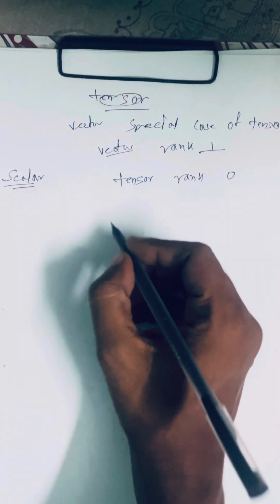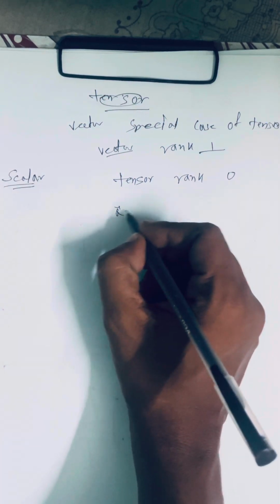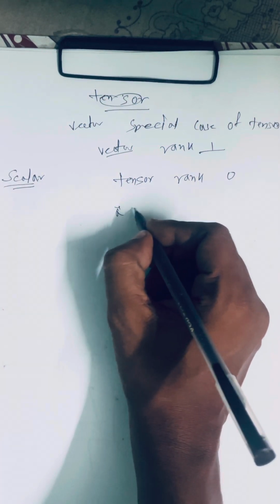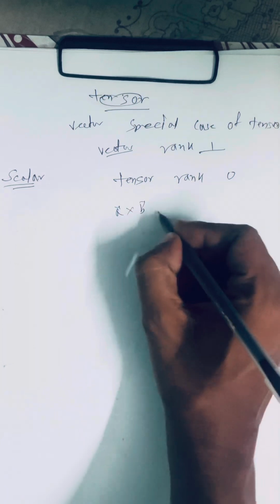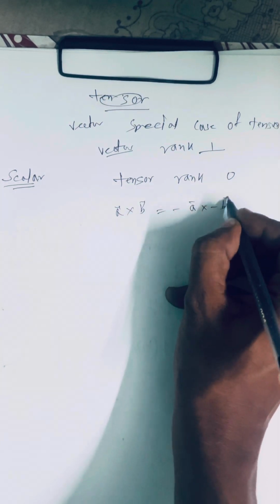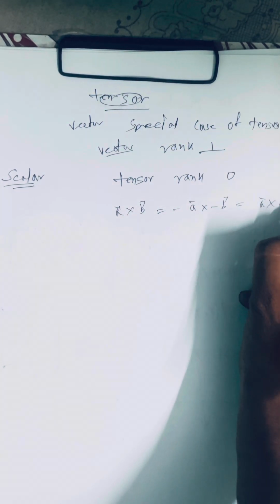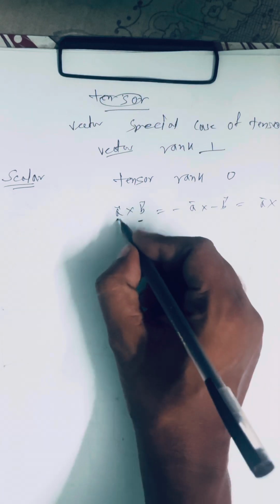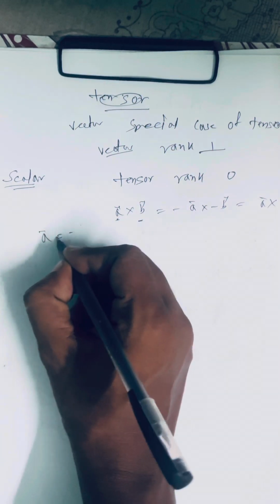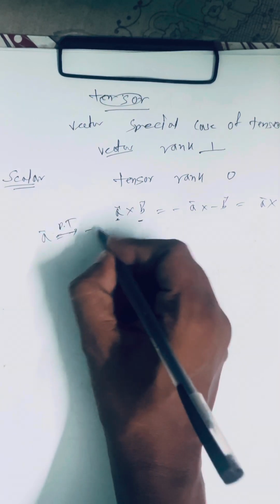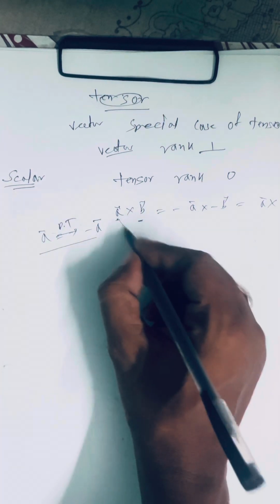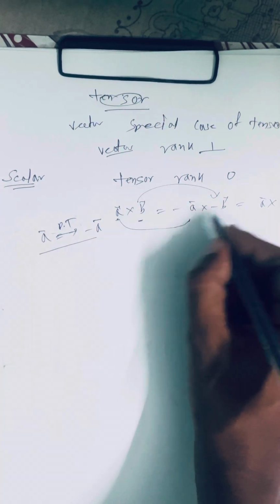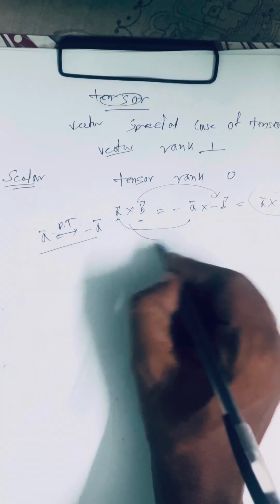I mean, example is a vector cross b vector, minus a vector cross minus b vector equal to a vector cross b vector. If a is vector, b vector, a vector change in parity transform, it will change to minus a vector. So here change sign but minus plus, then that is a pseudo vector.